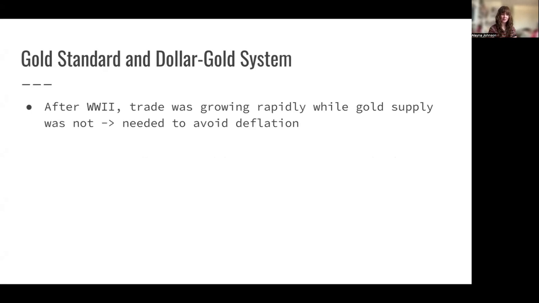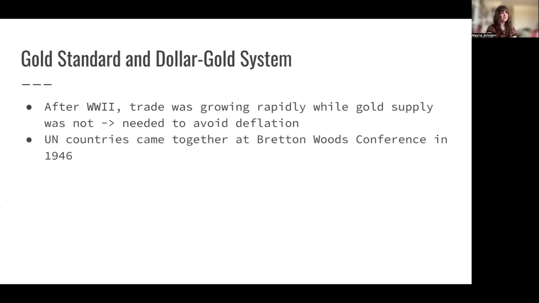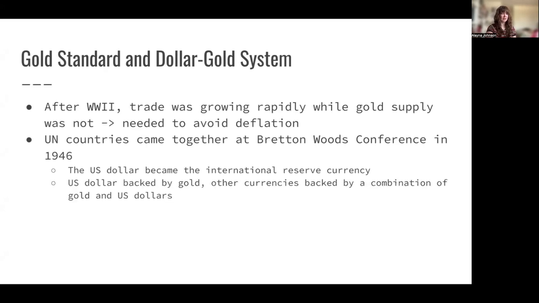The US was on the gold standard up until World War II, but after World War II, trade and the global economy were growing rapidly, while the money supply was not. And we wanted to avoid deflation. So countries of the UN got together at a conference in Bretton Woods, New Hampshire in 1946. And they decided to make the US dollar the international reserve currency. And this meant that the US dollar would be backed by gold, but the rest of the world's currencies would be backed by a combination of gold and US dollars.